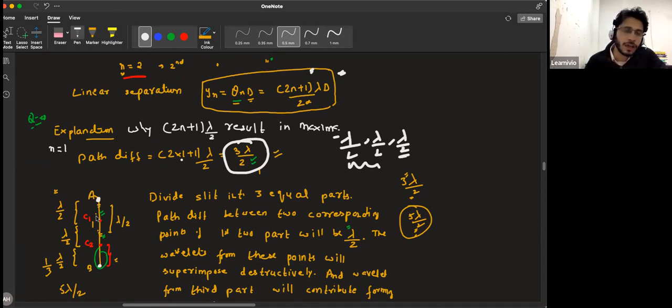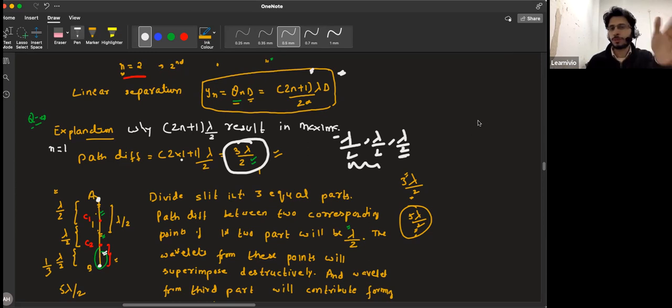So what I did, I just divided this slit into 3 equal parts. So I divide the path difference 3 lambda by 2 into 3 equal parts: lambda by 2, lambda by 2, lambda by 2. So the waves reaching some point from the first half and the second half will have a path difference of lambda by 2. And path difference of lambda by 2 means they will cancel each other. But this will be left, and this will contribute to maximum. This will contribute to central max. So if you look at this very carefully, in central maxima, waves are not getting added up. They are getting cancelled, but 1/3 is left, and that 1/3 corresponds to some intensity.